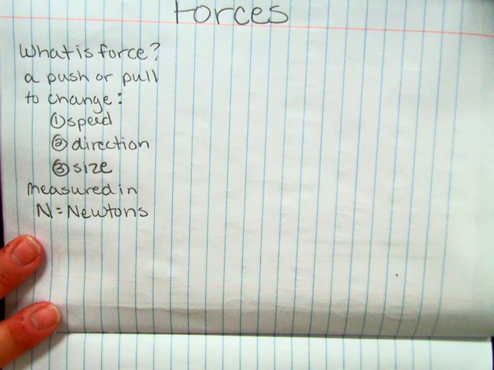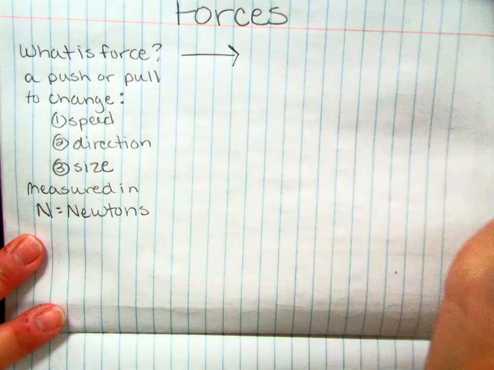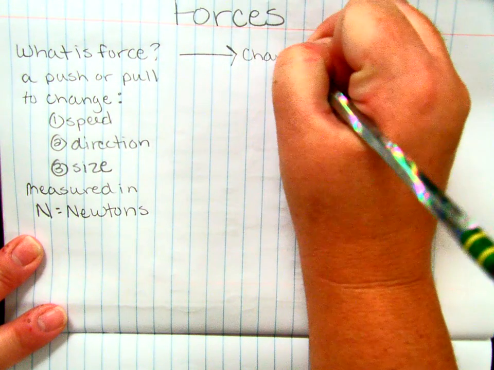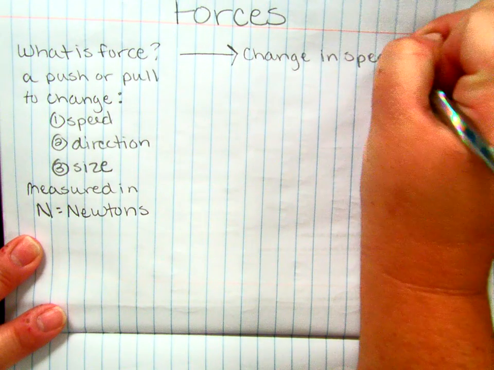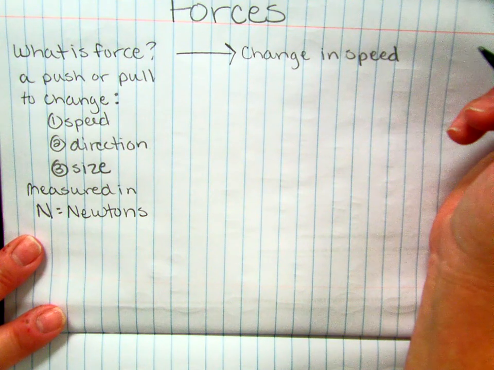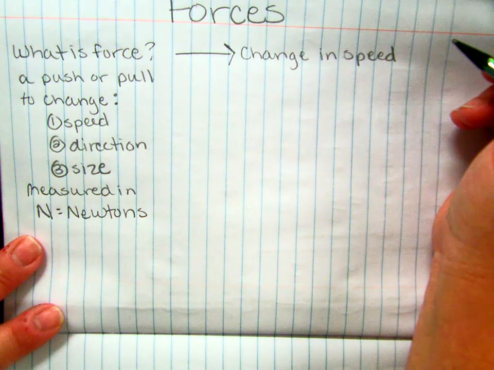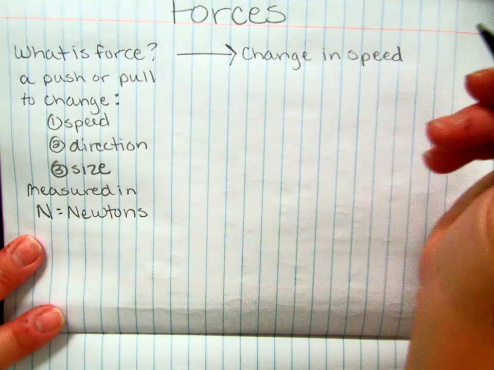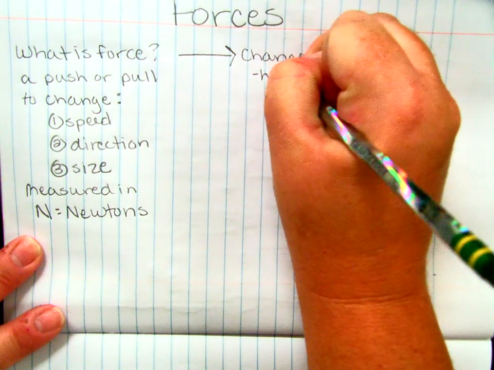Let's see. Let's draw an arrow, and let's talk about changing speed. So let's say you hit a golf ball, and however hard you hit it with your club is how fast the ball's going to go. So a change in speed would be applying that force to push it in that direction. So let's use that as our example. Hitting a golf ball with a club.